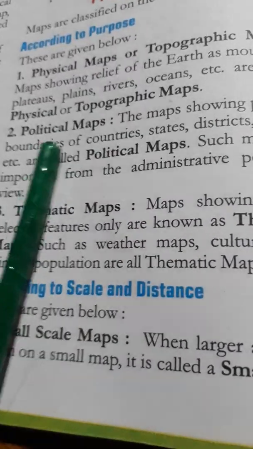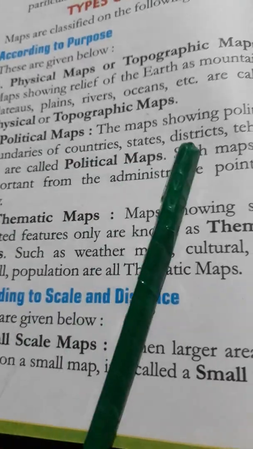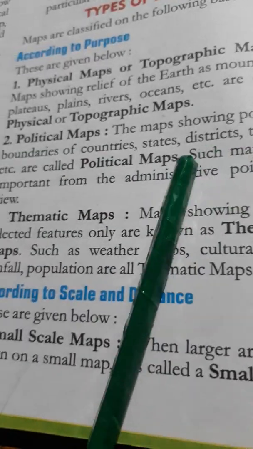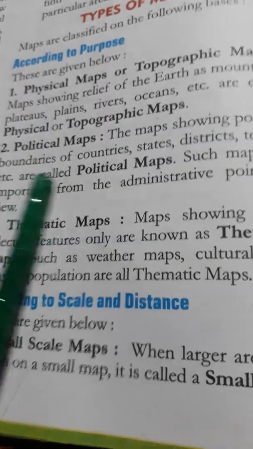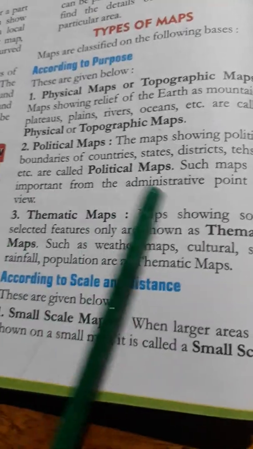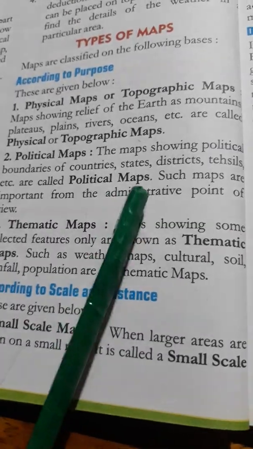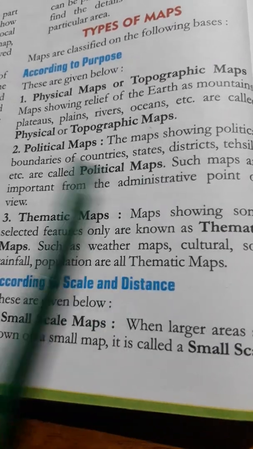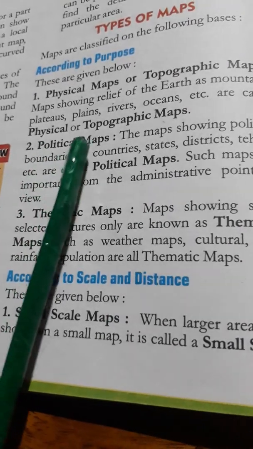Number 2, political map. The map showing political boundaries, like country, state, district, tehsils. These are called political maps. Such maps are important from the administrative point of view. So the administrators prefer to go through the political map.